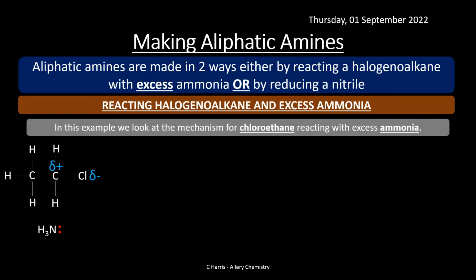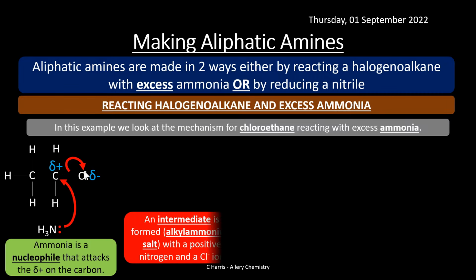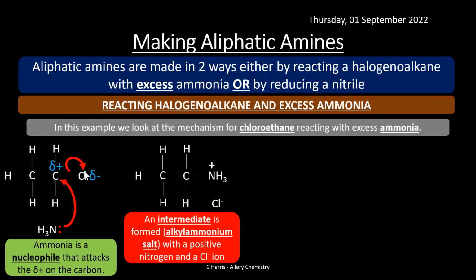So you've got your lone pair of electrons on your nitrogen. This is going to be ammonia. Here it's going to act as a nucleophile because it's got a lone pair of electrons, and it's going to go for this delta positive carbon. Make sure you're writing your delta positive and delta negatives on these mechanisms. So the arrow is going to go into that delta positive carbon. It's going to form a bond, which is then going to subsequently break the carbon-chlorine bond. Okay, so this is a nucleophilic attack. And we form an intermediate.